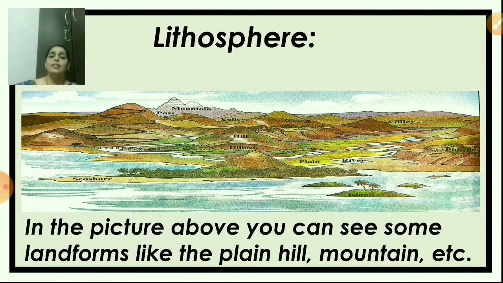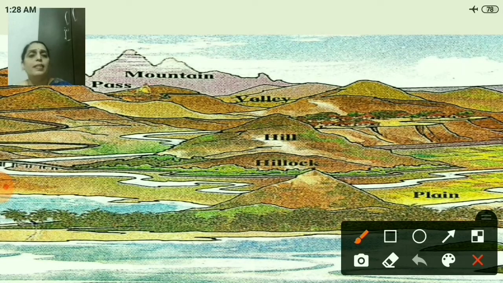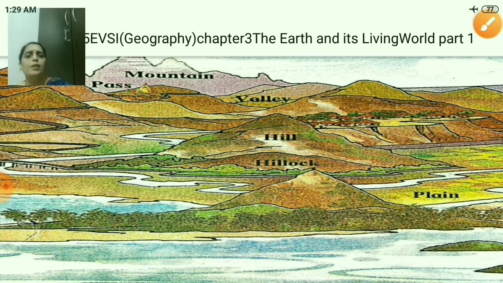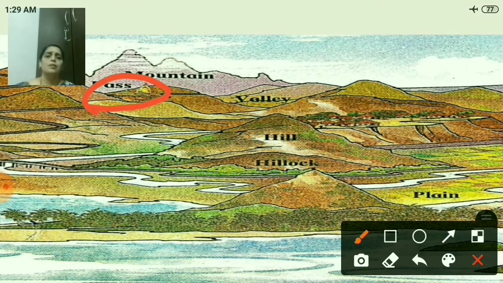Now the next, see the picture. This is a picture of landforms. In the picture above, you can see some landforms like the plain, hill, mountain, etc. Students, you can see hill, mountain, plains. See one valley, hillock, and this is the pass. Is it clear?